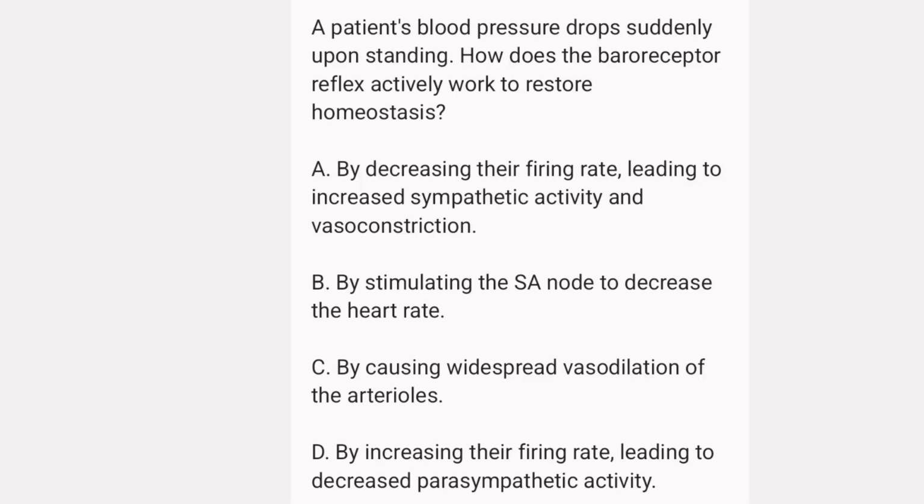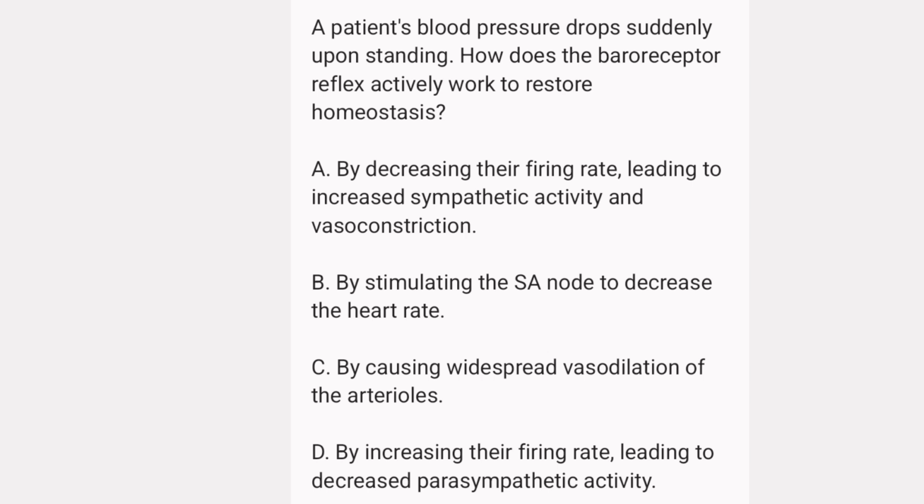A patient's blood pressure drops suddenly upon standing. How does the baroreceptor reflex actively work to restore homeostasis? So the question is about the baroreceptor reflex to restore homeostasis when a patient's blood pressure drops suddenly upon standing. And the options are option A, by decreasing the firing rate leading to increased sympathetic activity and vasoconstriction. Option B, by stimulating the SA node to decrease the heart rate. Option C, by causing widespread vasodilation of the arterioles. Option D, by increasing their firing rate leading to decreased parasympathetic activity.